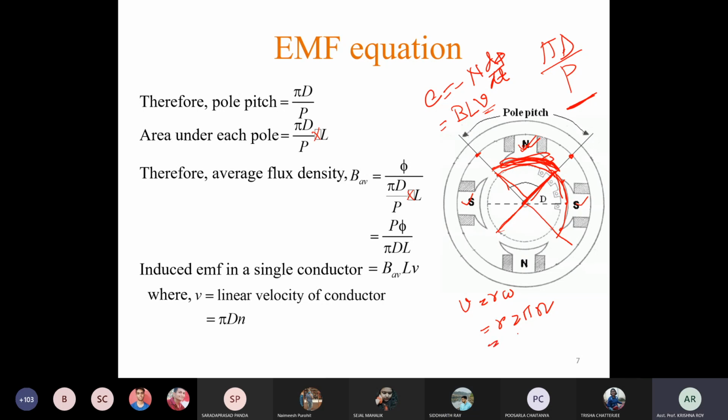Now we can write pi into 2R into n. What is this 2R? Nothing but d, the diameter. So V equals pi d n. We can write it like this. So n is rotational speed in RPS, revolutions per second.